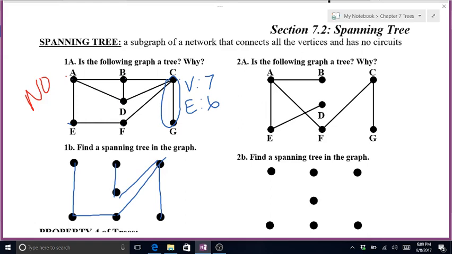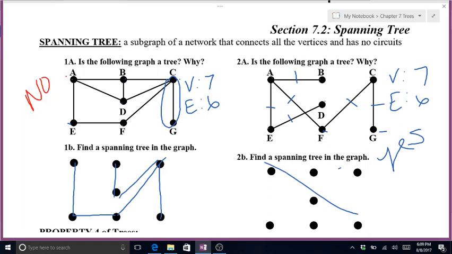Okay. 2A. Is the following graph a tree and why? Okay. Do you see any circuits? I don't. Again, the fastest way to check this is check how many vertices you have. So we've got 1, 2, 3, 4, 5, 6, 7 vertices. And also count up your edges. We've got 1, 2, 3, 4, 5, 6 edges. Everything's connected. So yes, which means we don't have to do B. It is already a spanning tree.